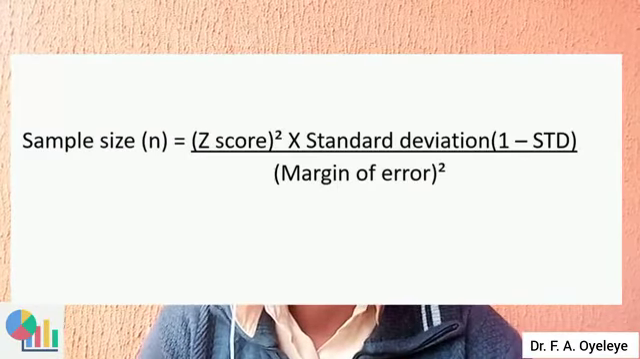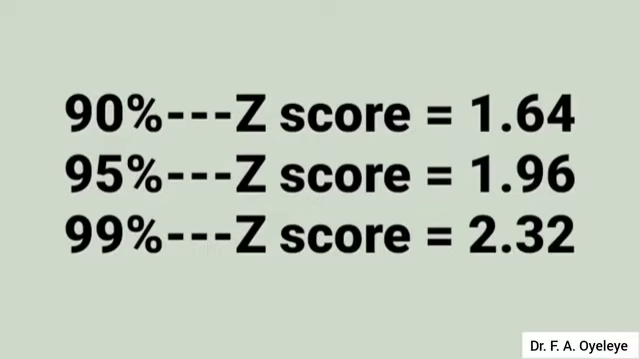Now for the confidence level, usually it is your z-score within your normal distribution table. A 90% confidence level is approximately 1.64, while a 95% confidence level is 1.96, while a 99% confidence level is 2.32. Now, the next is the standard deviation, which is the variability within the population. And this is usually an estimate that could be based on an expert guess, or maybe a previous study that was conducted, or maybe a pilot study that you have actually carried out.